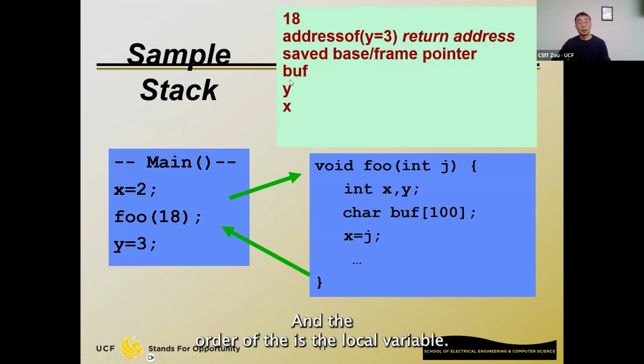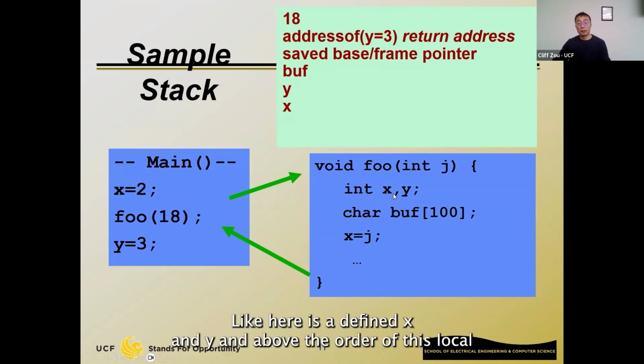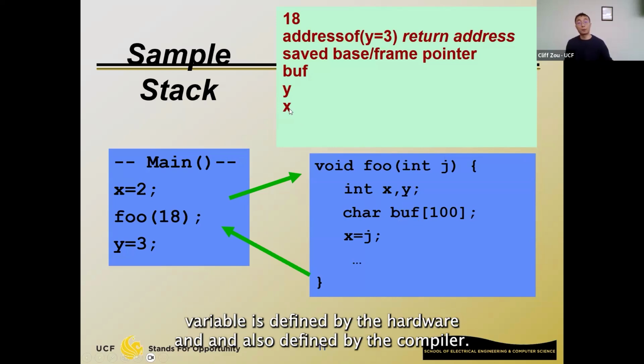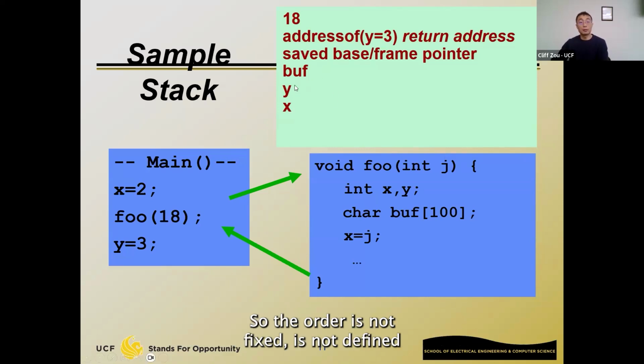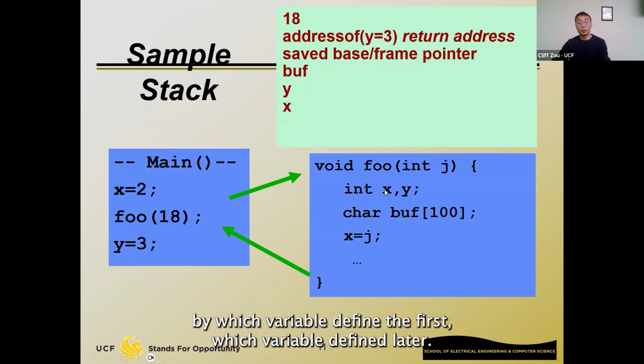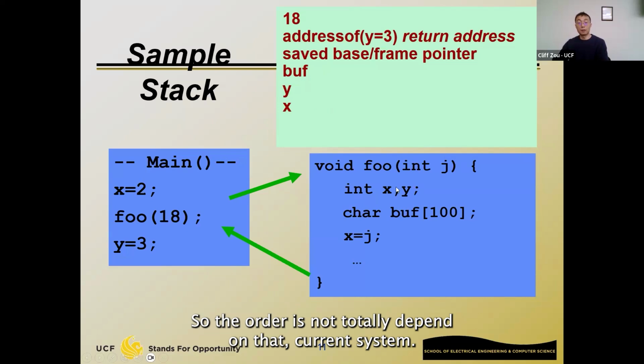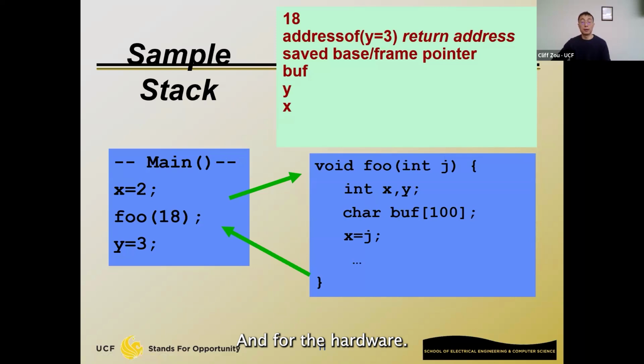And the order of the local variables, like here X and Y are defined and above, the order of these local variables is defined by the hardware and also by the compiler. So the order is not fixed. It's not defined by which variable is defined first and which is defined later. The order totally depends on the system and the hardware.